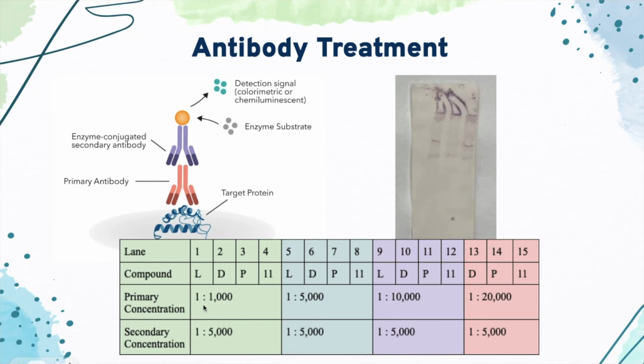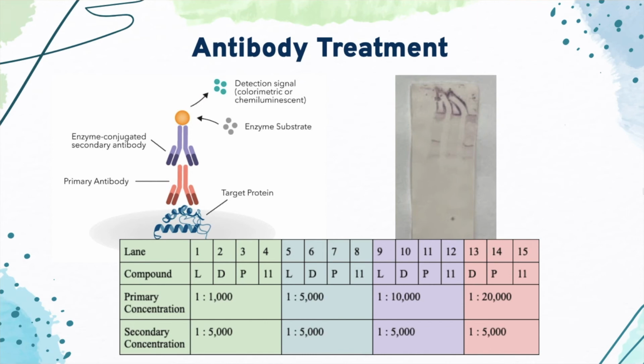And these were 1 to 1,000, 1 to 5,000, 1 to 10,000, and 1 to 20,000, intended to bind to the JAK2 protein. We incubated overnight on a rocker at 4 degrees Celsius, and then we took it off and incubated it again with secondary phosphorylated JAK2 antibodies at a concentration of 1 to 5,000 for 3 hours, also on a rocker. And then finally, after all this, we used a colorimetric dye to visualize the blot.